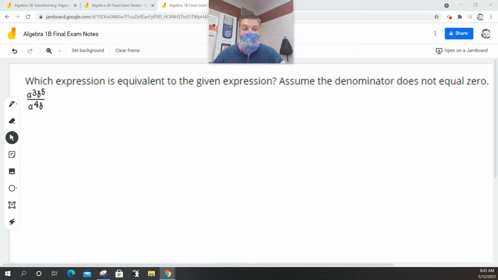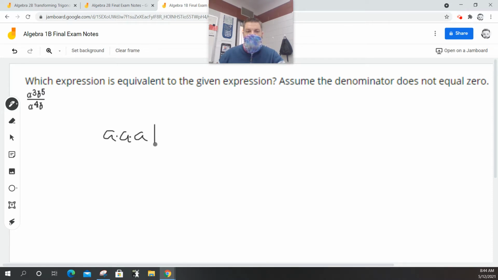All right, so for this problem, it says which expression is equivalent to the given expression? Assume the denominator does not equal 0. So let's expand on this. A to the third power means A times A times A.